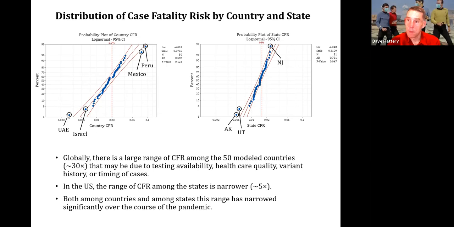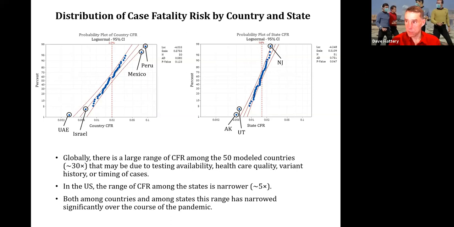Let's see. And then in the US, we have a much narrower distribution of case fatality risk among states. The lowest are Alaska and Utah, and they're both well under 1%, about 0.5 and 0.6%. So not as low as UAE, but similar to Israel. And New Jersey is the highest at about 2.4%, so much lower than Peru and Mexico, and actually not that different than the global case fatality risk. As you may remember, early in the pandemic, New Jersey and New York were pushing 10% case fatality risk. So it certainly converged over the course of the pandemic to not just a narrower distribution, but a lower maximum.